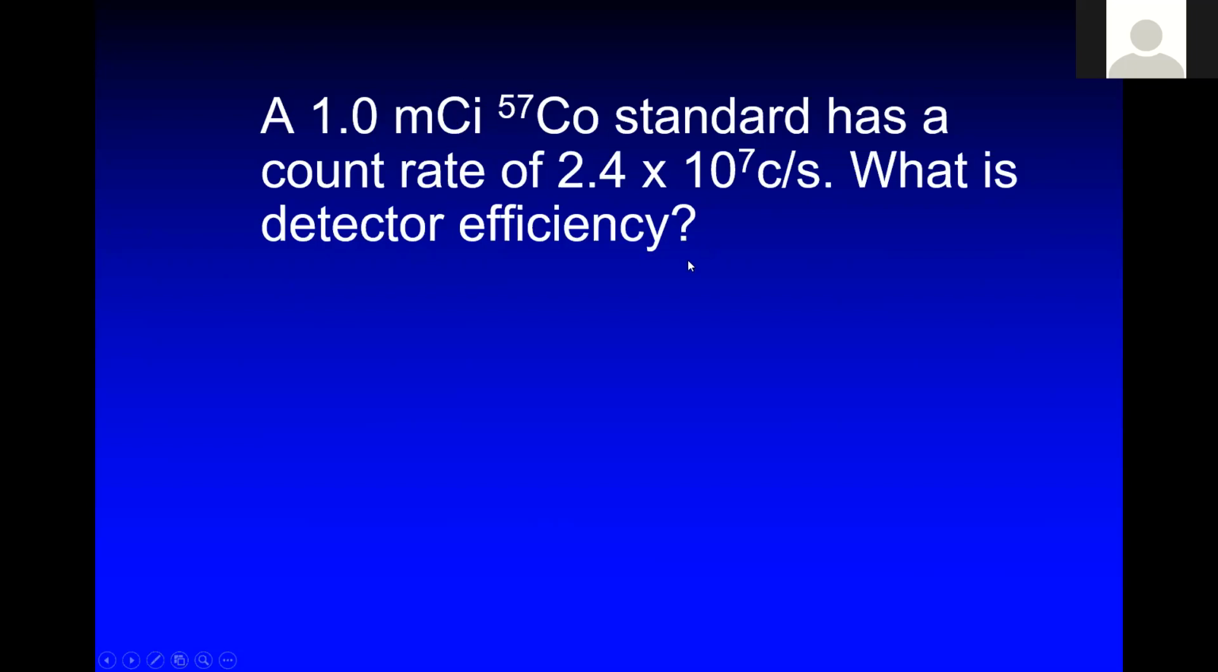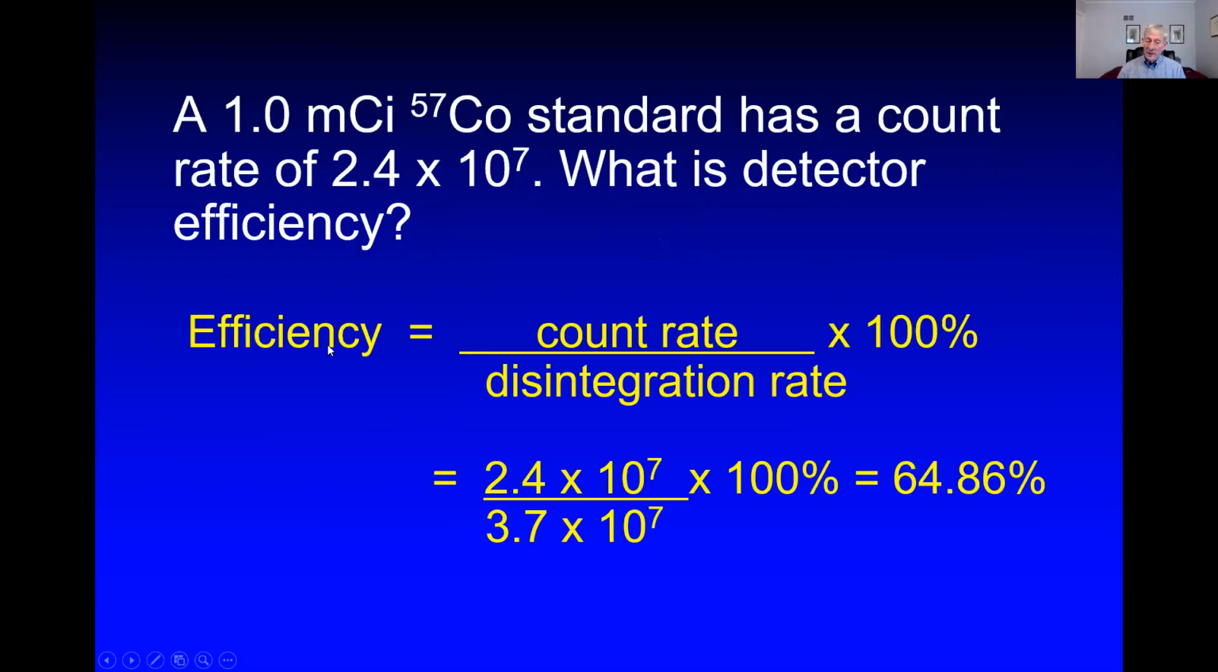3.7 times 10 to the 7th. Thank you very much. So we simply say the count rate, 2.4 times 10 to the 7th, I gave you that, divided by the disintegration rate, which you should know, 3.7 times 10 to the 7th. The 10 to the 7ths cancel. And basically, you've got 2.4 over 3.7. That's 0.64686 multiplied by 100%. And this is an excellent detector with a 65% efficiency. So when you see a problem like this and they don't give you the disintegration rate, don't panic, because if you know millicuries, you can always convert it to DPMs.